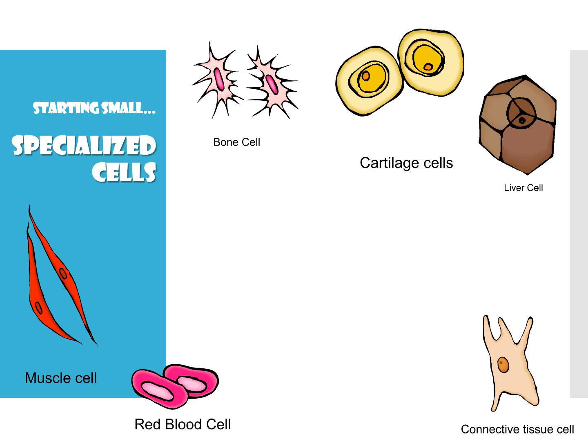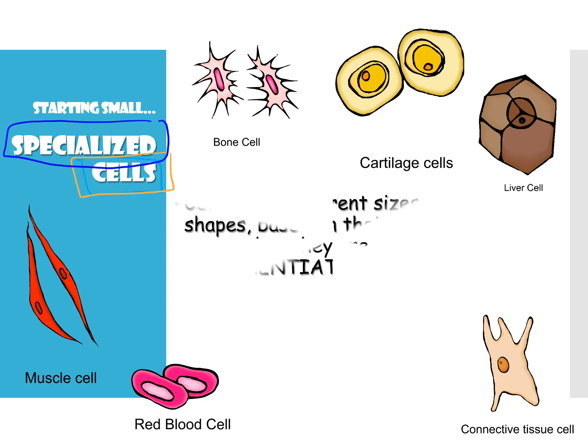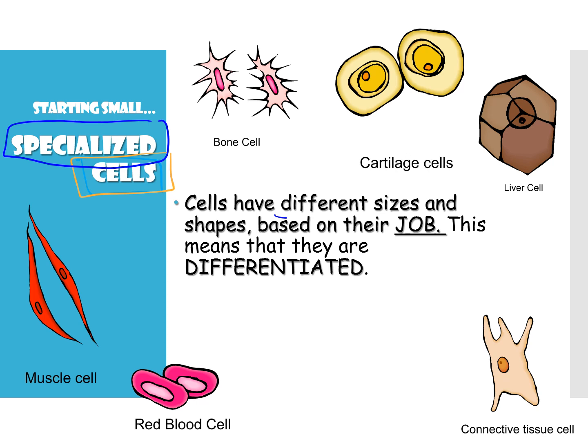So starting on the smallest unit, we are going to talk about specialized cells. Now, the concept of cells should be really familiar to you because we've already studied what cells are and what's inside a cell. But this is kind of a new idea that the cell can be specialized. So let's talk about what that means. Basically, it just means that they can have different sizes and shapes based on their job. So that word differentiated describes that.